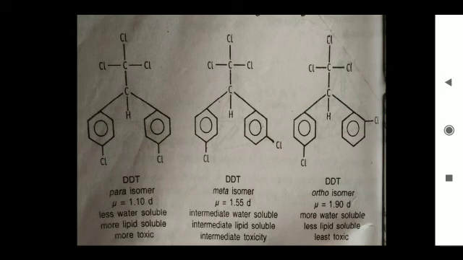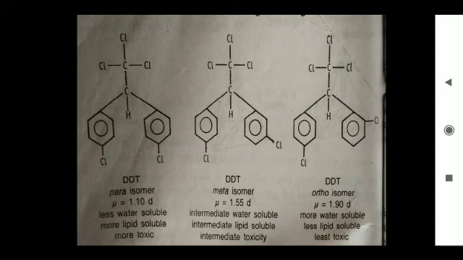DDT can be available in three isomers: para isomer, meta isomer and ortho isomer. The para isomer has a dipole moment of 1.10 D. It is less water soluble and more lipid soluble. The meta isomer has a dipole moment of 1.55 D, and is intermediate in water solubility and intermediate in lipid solubility.